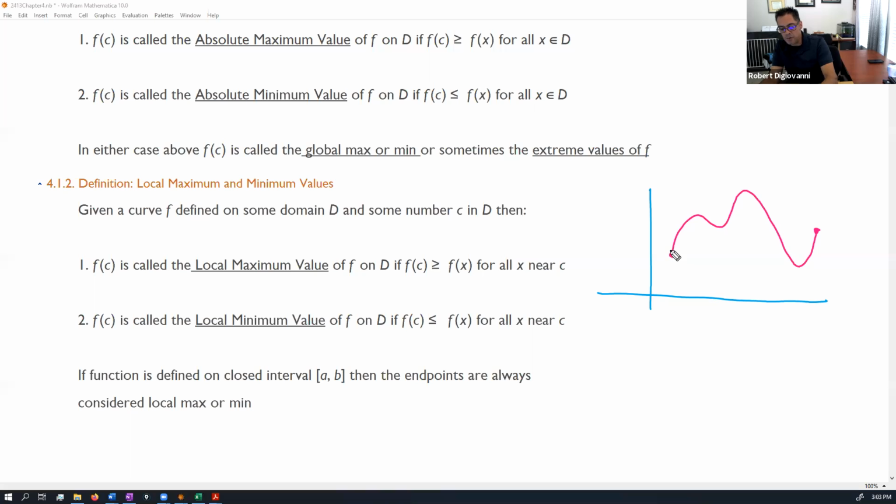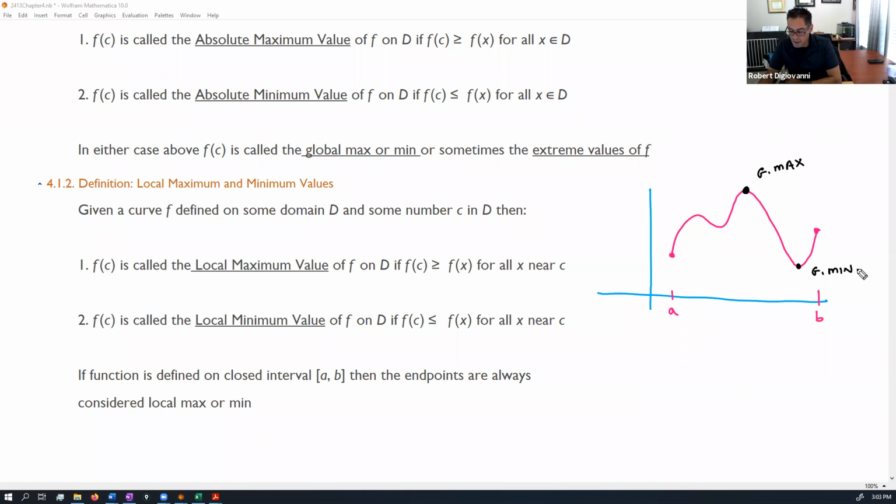Define it on an interval. Okay, so here it is, starts at A. So I have a domain here, right? Then the black point here is the G max, right? That's your global max, agreed? This point right here appears to be the global minimum, right?